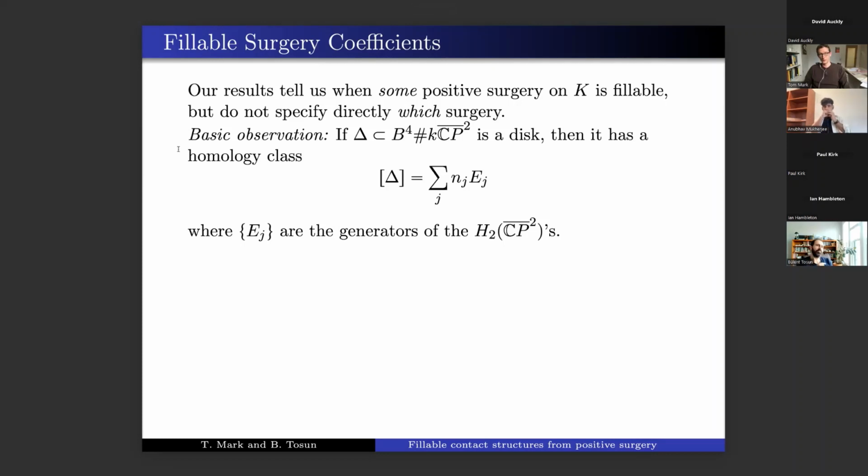So here's one way to think about how to figure out the surgery coefficient. Fillable surgery means you bound a disk in the blow up of the four-ball. And such a disk, its boundary being S3, has some kind of homology class, a linear combination of the exceptional curves, the generators of the blowups. And you know that the filling is the complement of the neighborhood of that disk.